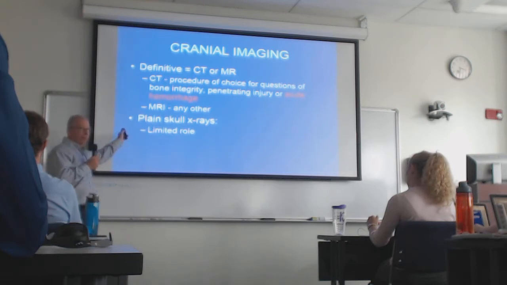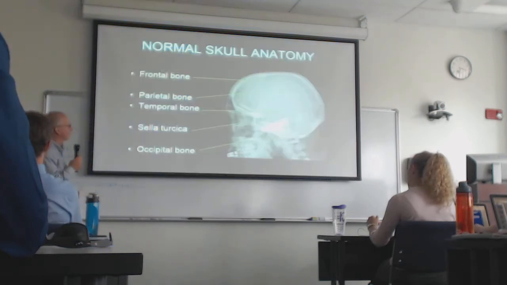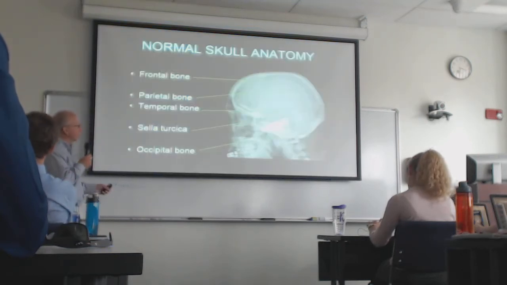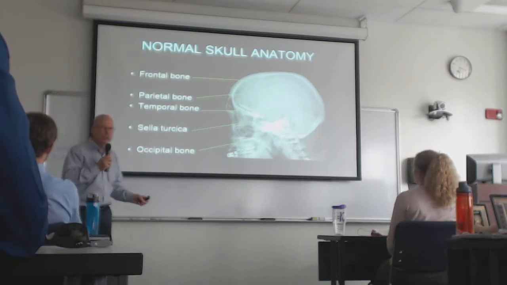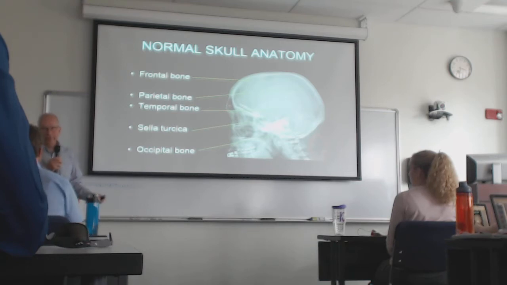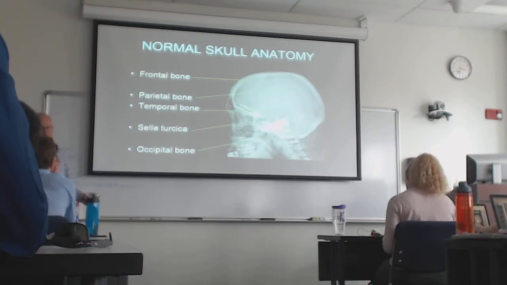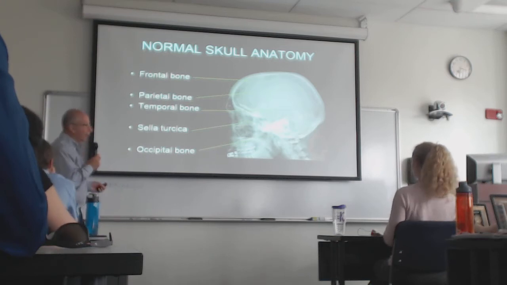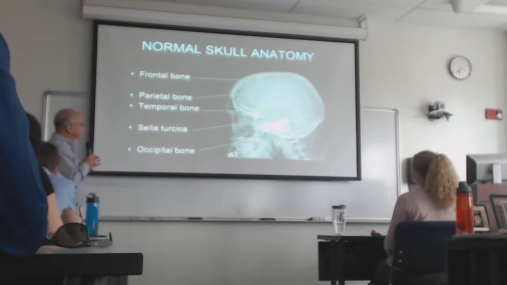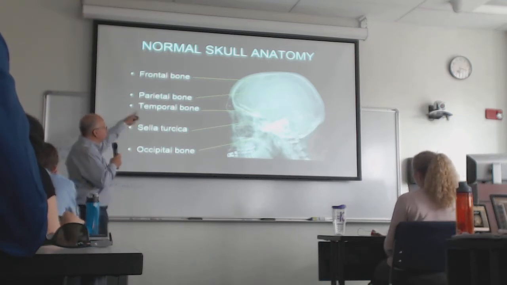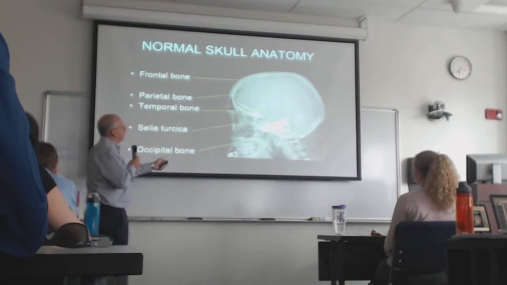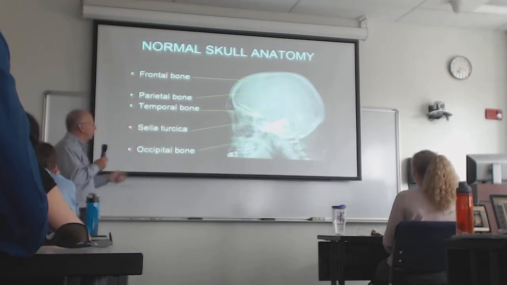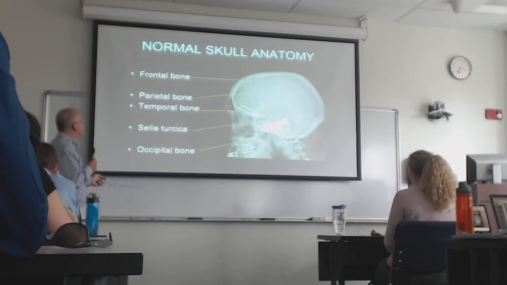Plain X-rays of the skull, for a number of reasons, are very limited. But that doesn't stop us from looking at the anatomy. I think there are 22 bones in the skull and facial area. So there's a lot of bones that are stitched together, and all these bones have very odd shapes. But generally, we're talking about the frontal bone, right? The parietal bones, which are on the sides for the most part, the occipital bone in the back.